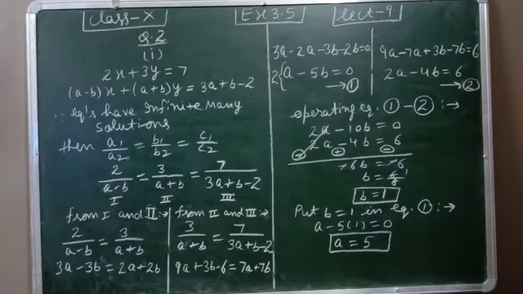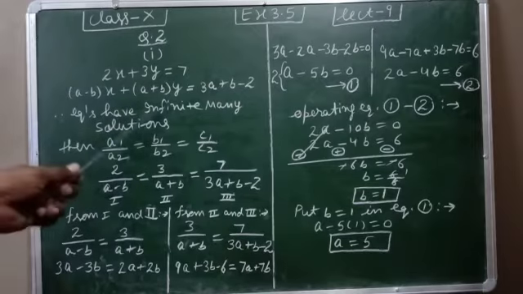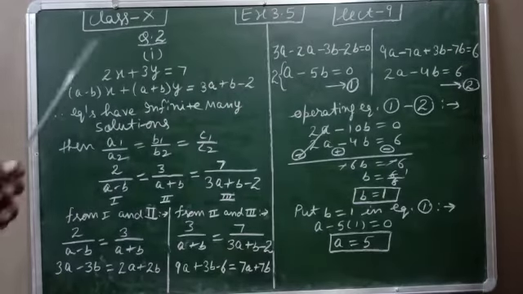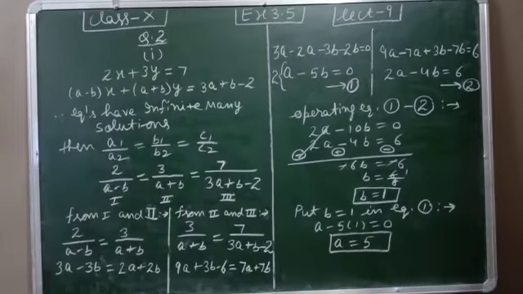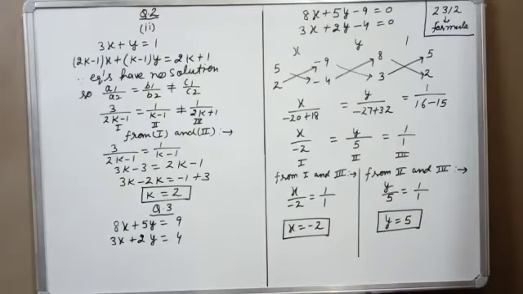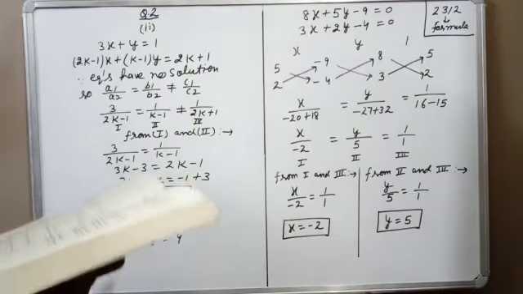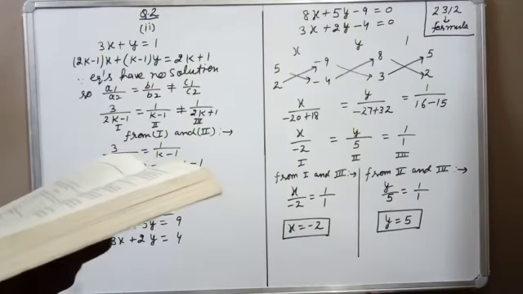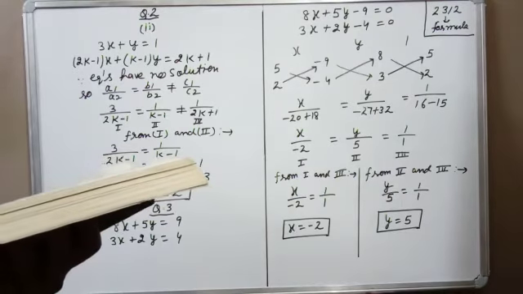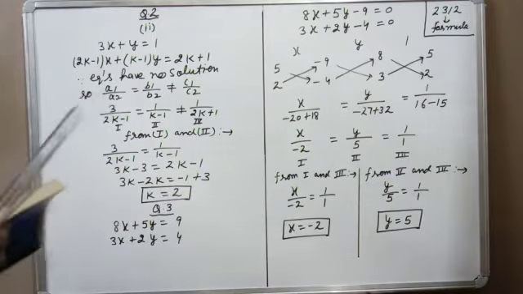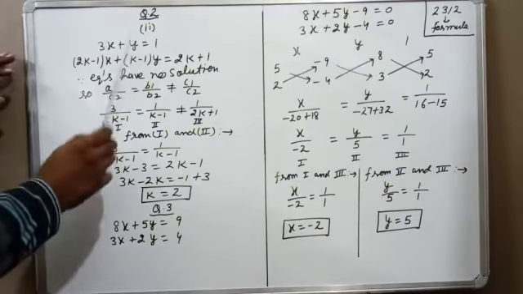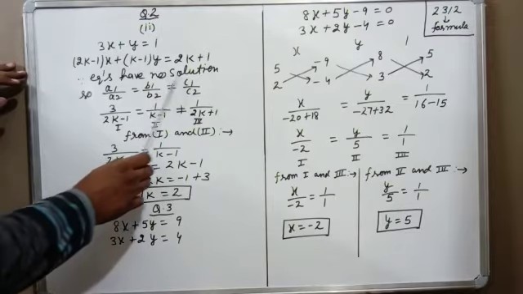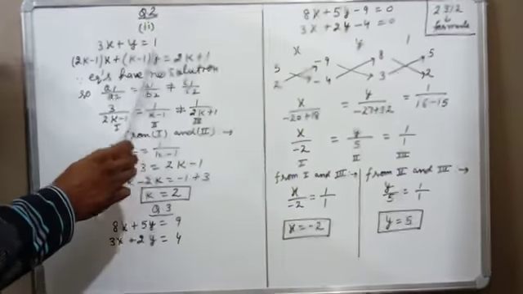Whenever the solution is given, either infinitely many or any other solution, then we have to solve the question by this method. Now we will solve the second part of this question also. In the second part, we want to find the value of k for which the following pair of linear equations will have no solution. These two equations are given, and we have no solution and want to find the value of k.